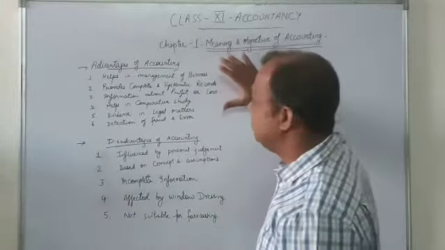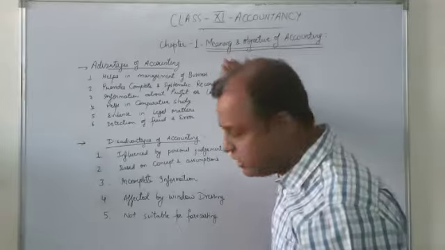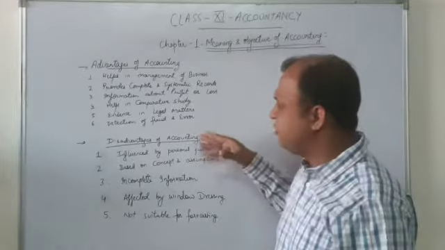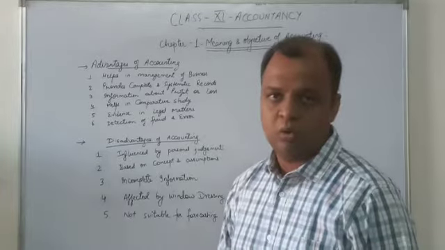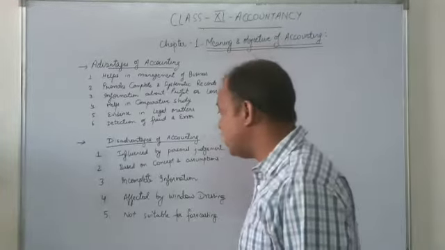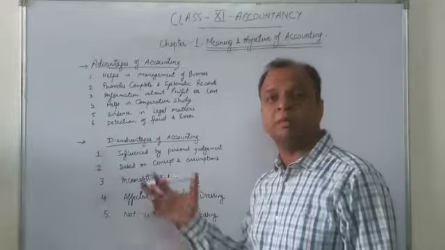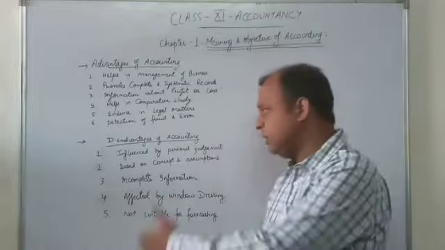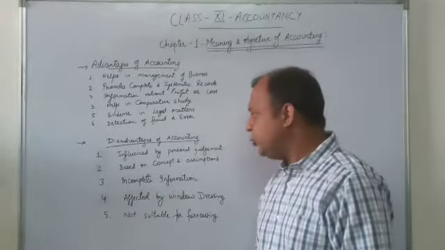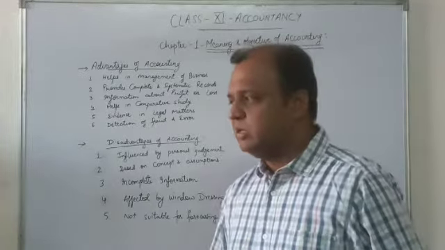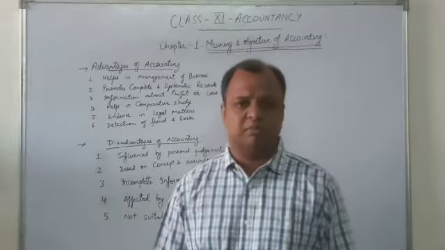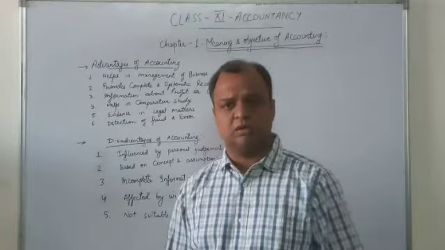After discussion of the advantages of accounting, now we will discuss a few disadvantages, that is demerits of accounting. What are the demerits when accounting records are being prepared or maintained? The first one is influenced by personal judgment.